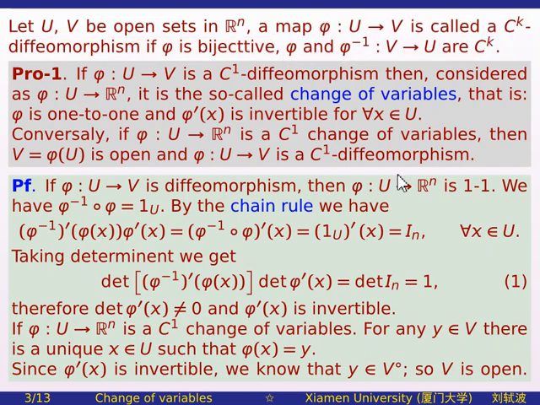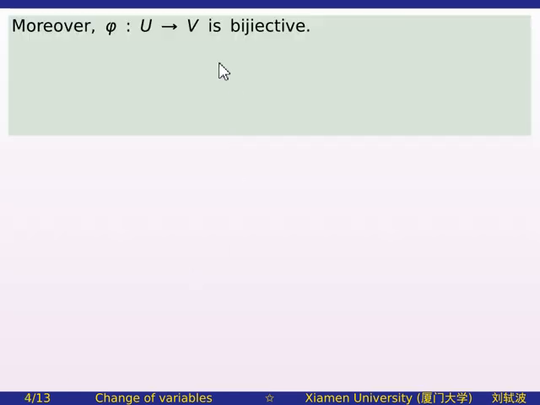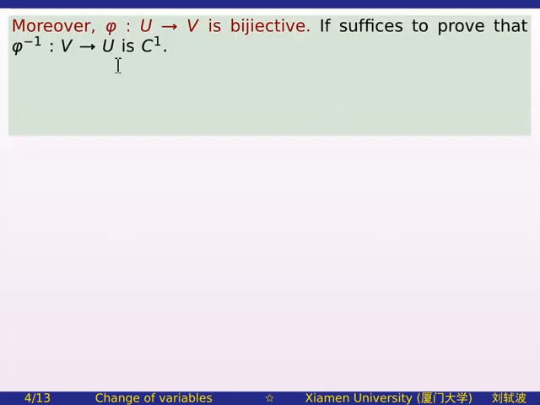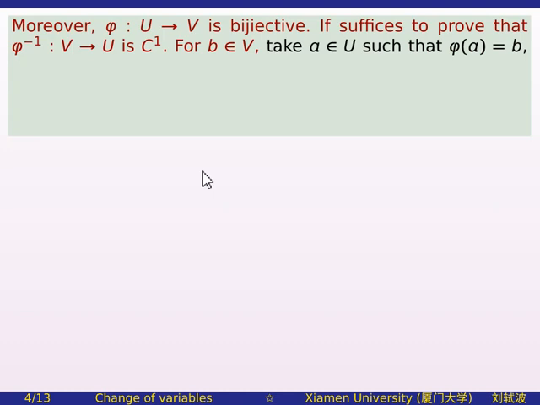Okay, if k is equal to 1. Now we already proved that phi is bijective. Why is this bijective? Because phi is 1 to 1, therefore mapped to its image, that is V, it is also onto. Therefore, it is bijective. The C1 property of phi is our assumption. Therefore, we only need to prove that the inverse map is C1. Okay, how to prove this? Suppose B is a point in V. Then we take A in U such that phi(A) equals B. We know that such an A exists, and actually it is unique.